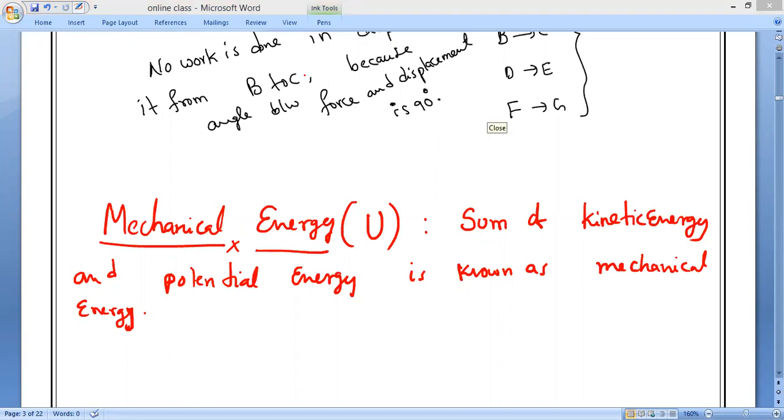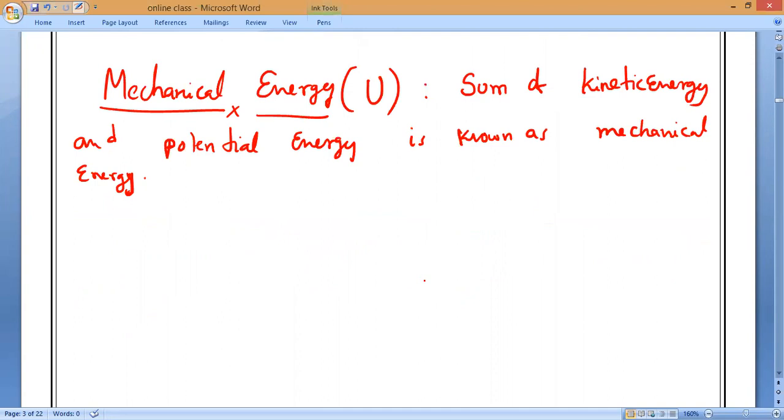Suppose the aeroplane is flying, helicopter is flying. That is all examples of what? Both potential energy as well as kinetic energy. So you can take any kind of object which is flying above the ground, and it must also be in motion. It is above the ground, and it has motion. Then we will say it is what energy? Mechanical energy.